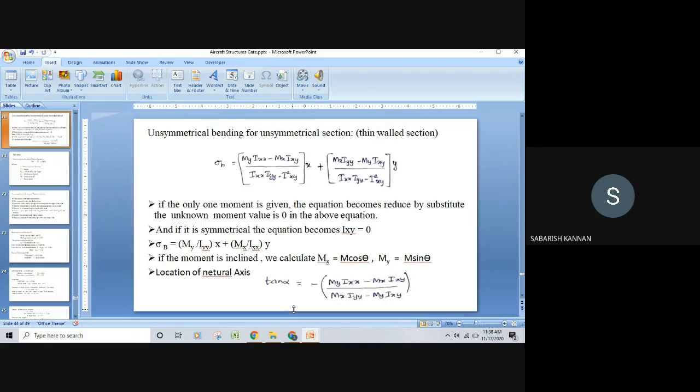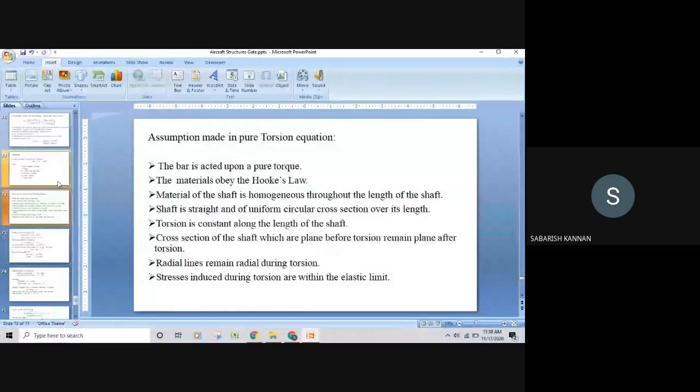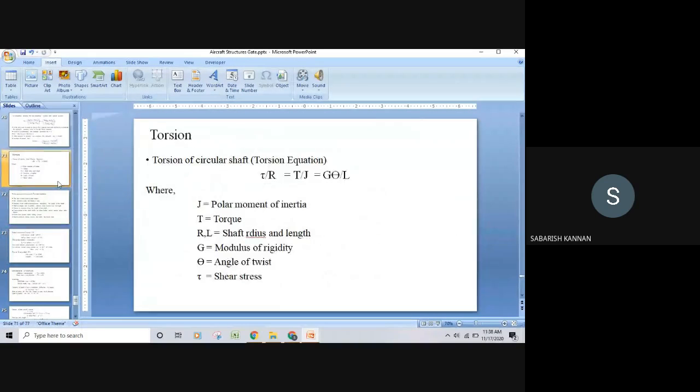So next, we move on to the topic, that is torsion. Torsion is also one of the most important topics in flight vehicle structures, because we have three categories. Aircraft structure is the basic thing, that is basic elasticity or strength of materials. Next one, flight vehicle structures, and the third one is structural dynamics. In flight vehicle structures, torsion, bending moment, and bending stresses are very major topics. Questions are frequently asked on bending stresses and torsion only.